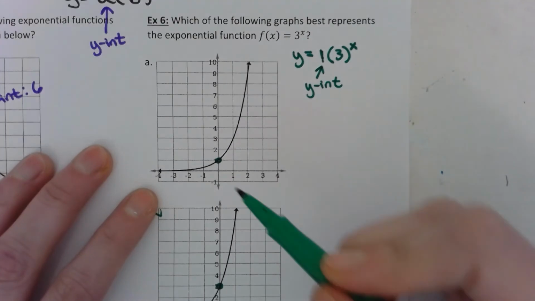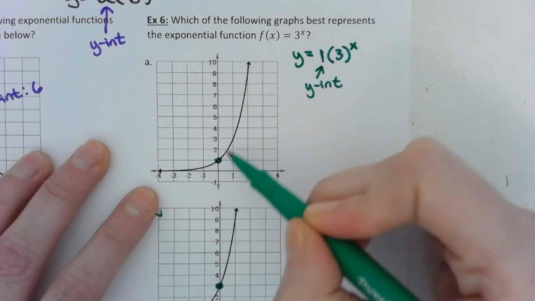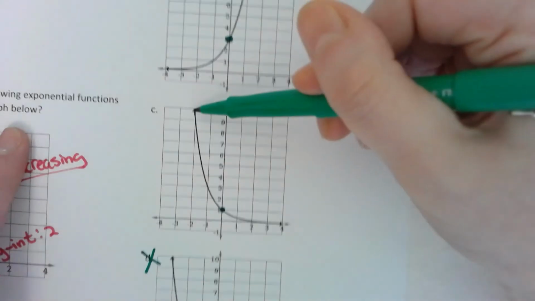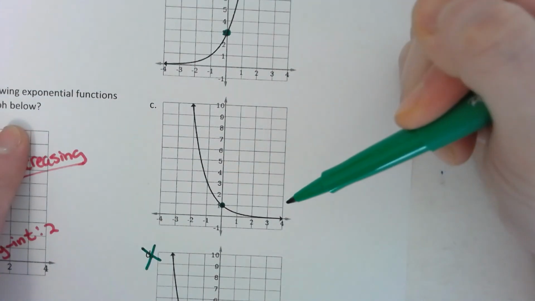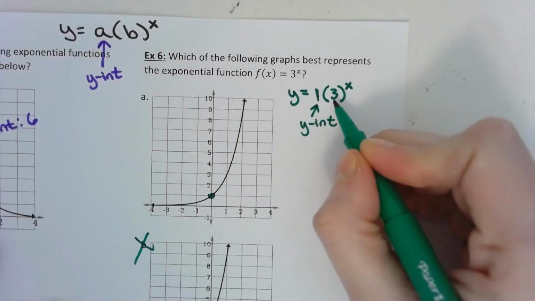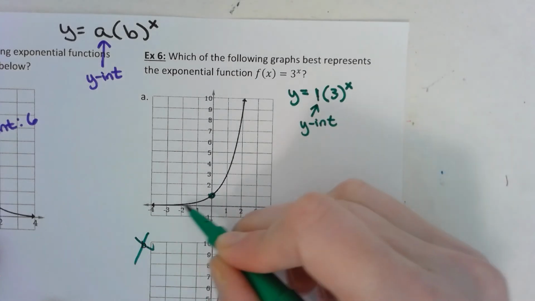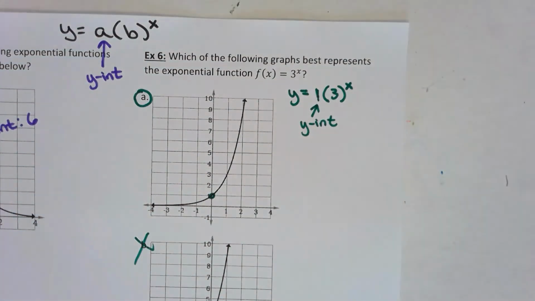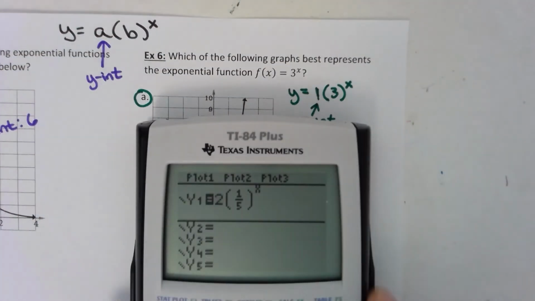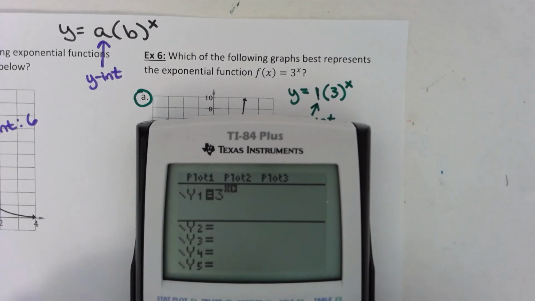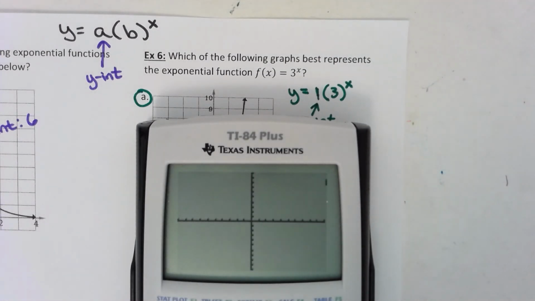Now between my two answer choices, answer choice A is going up, answer choice C is decreasing. Well, if you look at that number inside your parentheses, if that number is bigger than 1, that means your graph is increasing. That's growth. And once again, if you were not sure, you can always come over here and do 3 to the x power. Now, I know not everybody has calculators, but there is a calculator that has been embedded in this assignment so that you can check your graphs.